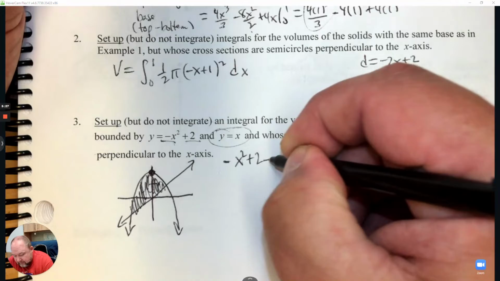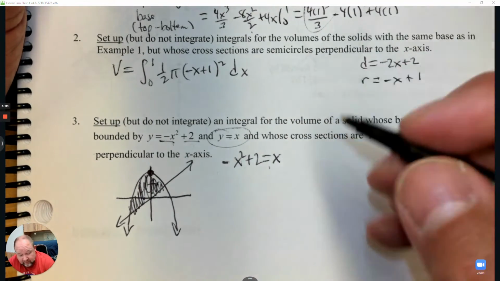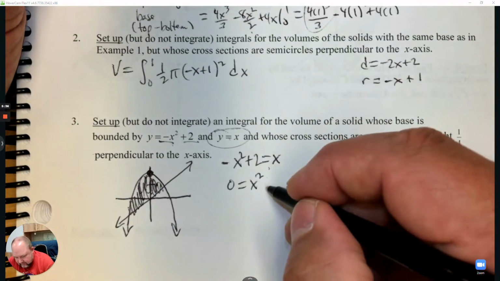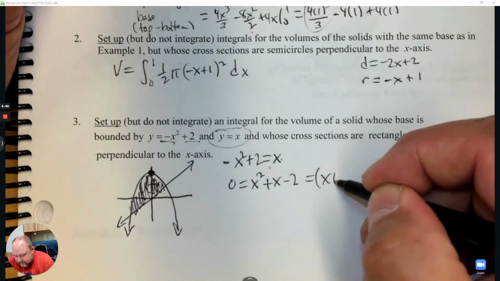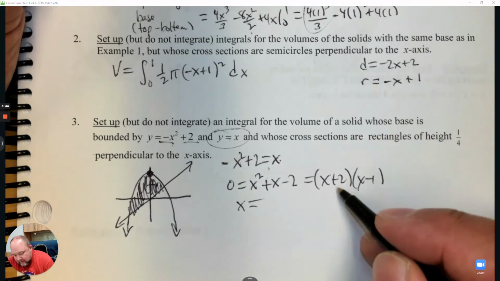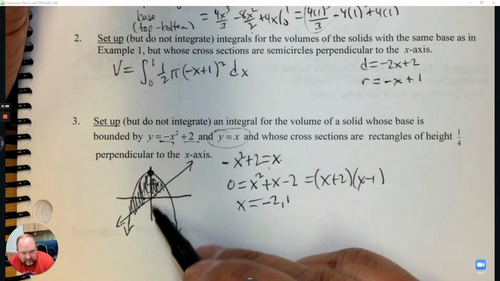To find the bounds, we make them equal to each other. Negative x squared plus 2 equals x, and solve it. So I'm going to add x squared. I'm going to subtract, you still have positive x, and I'm going to subtract 2. I'm going to factor that, and then I'm going to solve it. So the two answers here are negative 2 and positive 1. And that makes sense in terms of when I look at my graph.